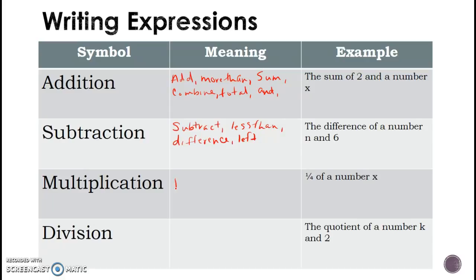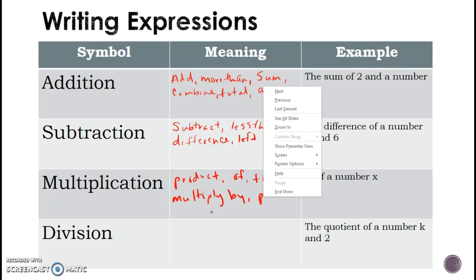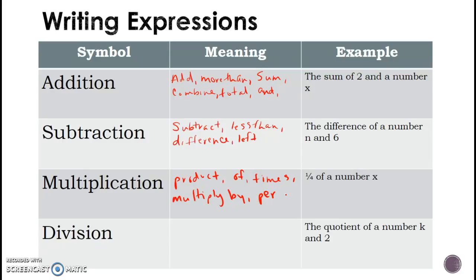Multiplication, we have product of, times, multiply by, per. So like 2 per, that means we're multiplying. Twice, or triple, and you can continue on with those types.